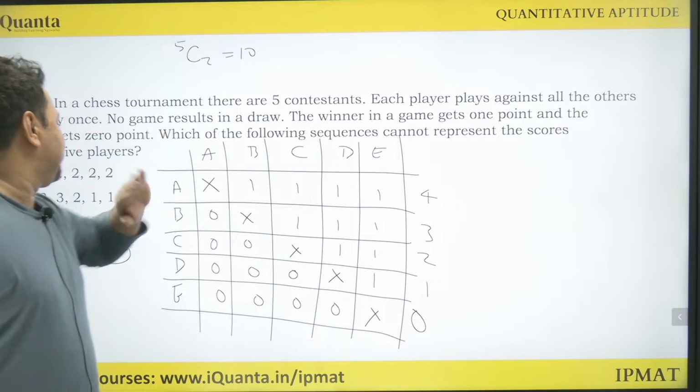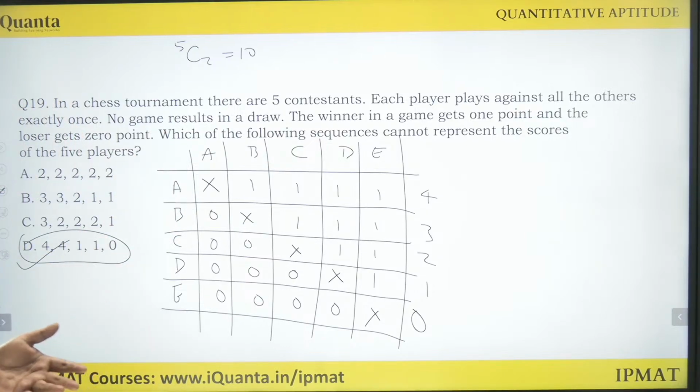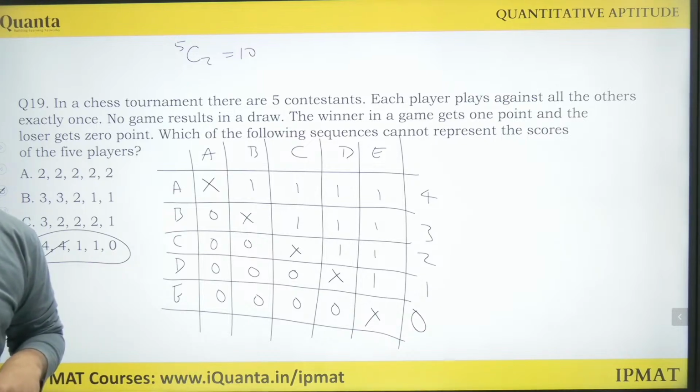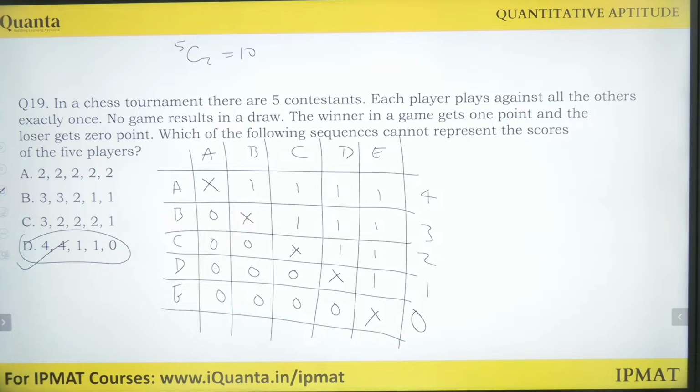Which of the following sequences cannot represent the scores? 2 players cannot get 4 each. Is that clear? Alright? Right? One person plays 4 games against the others, and can win at most 4. If he won all four, no other person will win 4, they can win 3 at max. Right? Such a logical question. It's not even mathematics, it's pure logic. Right? Vinay and Atharv and others who are watching. See how logically and beautifully we have solved this question.